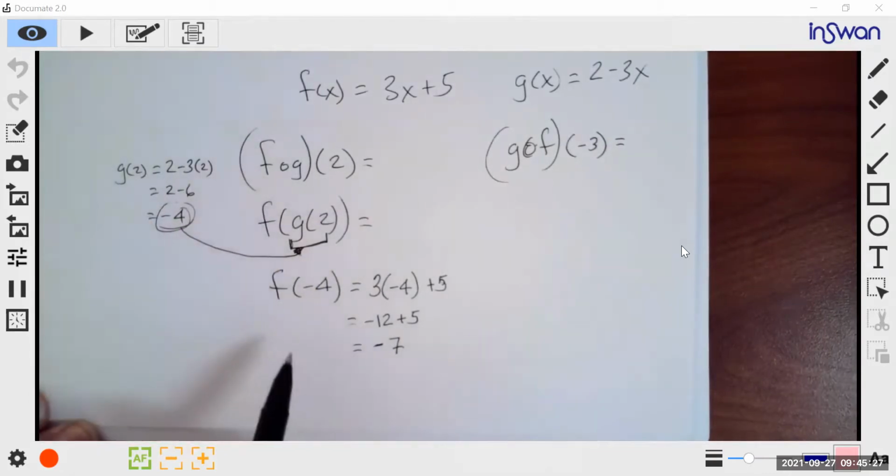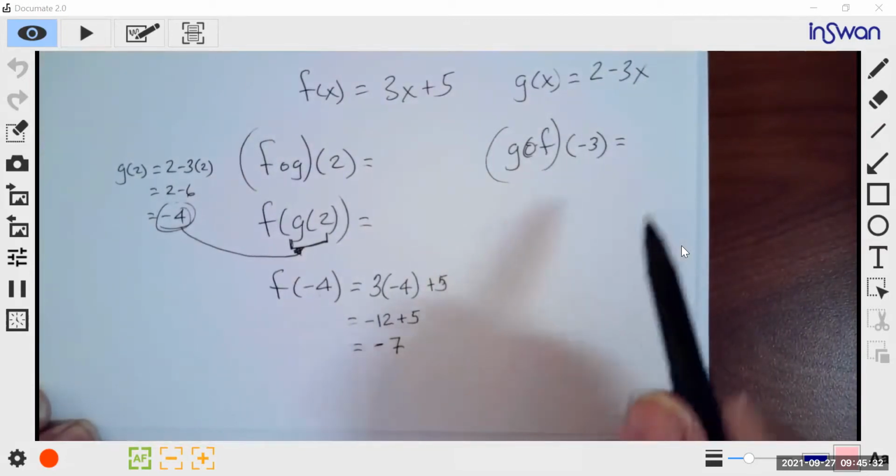Does everybody follow how I did that? So go ahead and do the other one, g of f of negative 3.